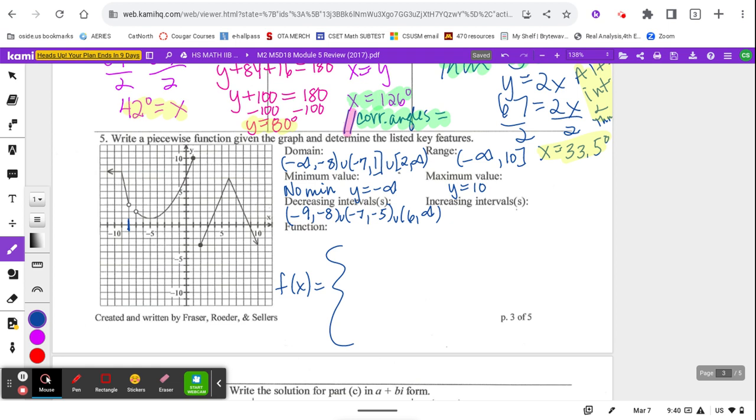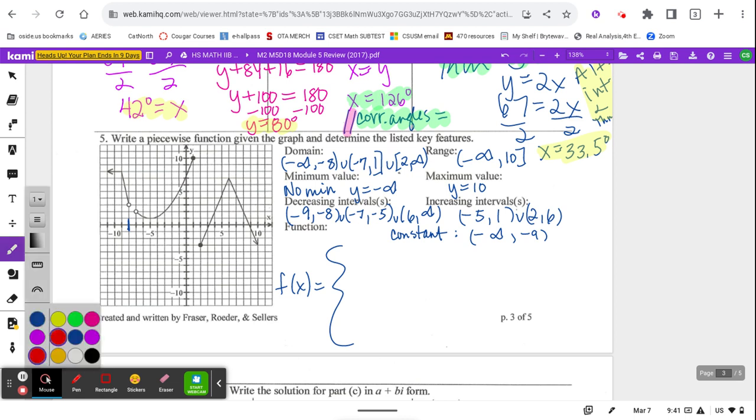My increasing sections go from -5 to 1 and from 2 to 6. Again, I'm going to put a little U for union in between those to mean and. If I had asked you for the constant section, the section that is constant goes from negative infinity to -9. Do you see that one as well? I use all open brackets on the intervals increasing, decreasing, and constant because we're talking about what's happening in between 2 points instead of at a specific point.